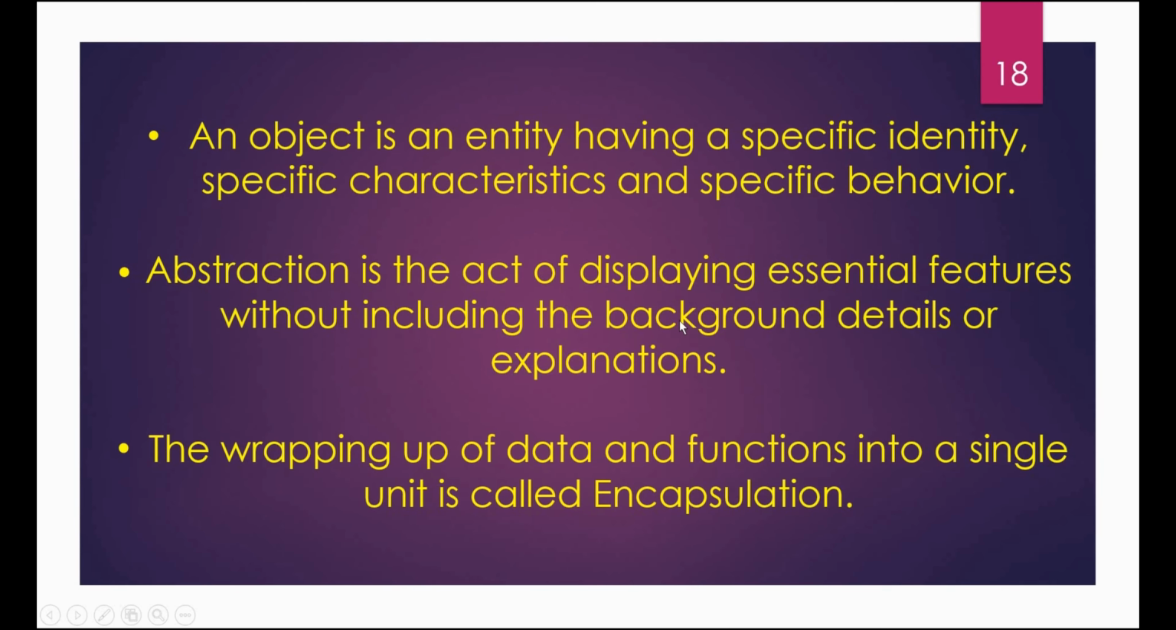So let's take a look at the summary, or all of the definitions of the three terms which we discussed. An object is an entity having a specific identity, specific characteristics, and specific behavior. Abstraction is the act of displaying essential features without including the background details or explanations. The wrapping up of data and functions into a single unit is called encapsulation.